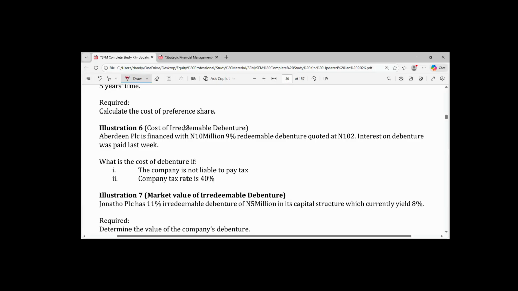Today, by the grace of God, we are going to solve examples under the cost of redeemable debt. After that, we'll proceed to discussing cost of convertible securities, right? Then thereafter, I can then introduce you to weighted average cost of capital. If you still have opportunity to solve question, then you can have one or two examples. Yes, Usman, talk to me.